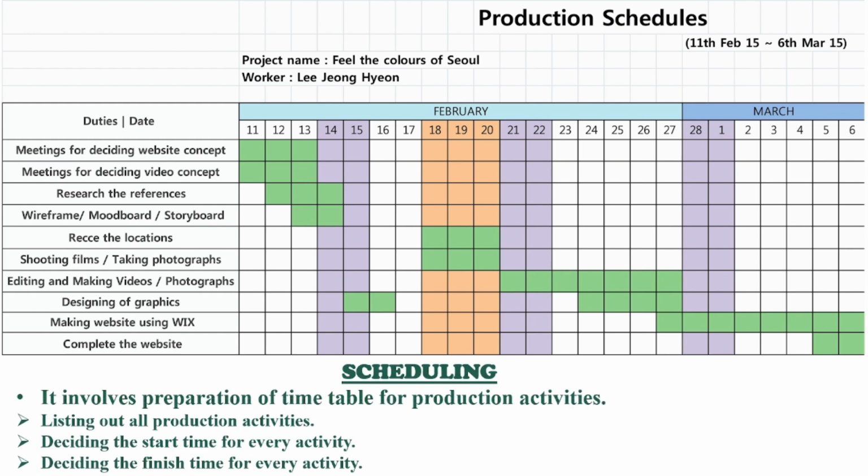Scheduling leads to preparation of timetable basically. Firstly, listing out all the production activities to be performed, then deciding the start time, deciding the finish time for each and every production activity. As you all can see on the screen, how scheduling is to be done. It can be prepared on daily basis, weekly, monthly, or even yearly basis.